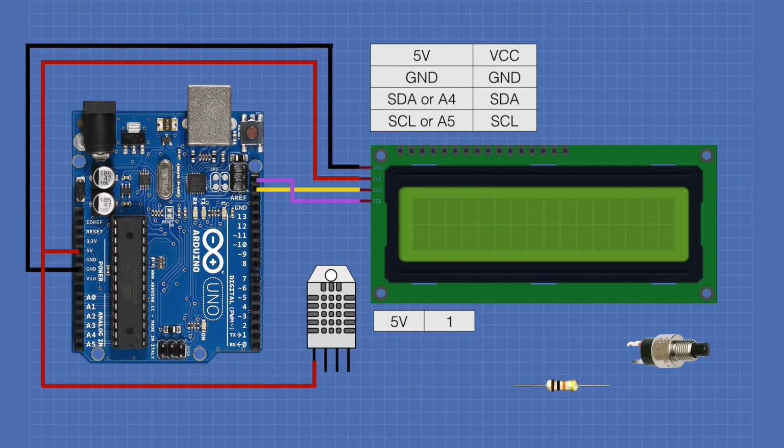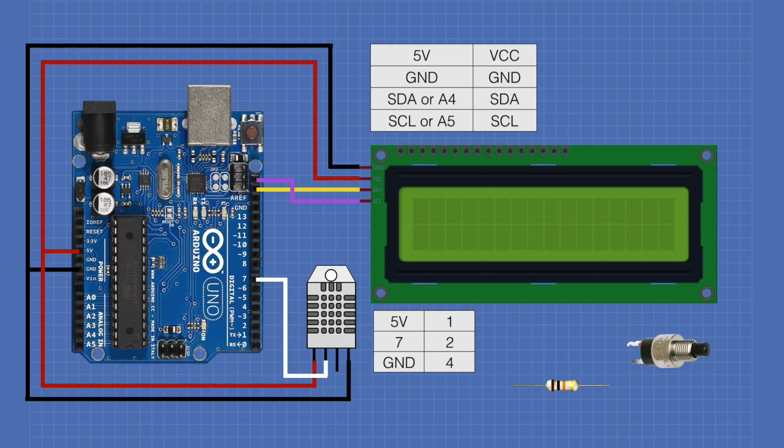Now we'll connect 5 volts from the Arduino to pin 1 of the DHT22. Pin 2 of the DHT22 will be connected to pin 7 of the Arduino. Pin 4 of the DHT22 will be connected to the Arduino's ground. Note that there is no connection to pin 3 of the DHT22.